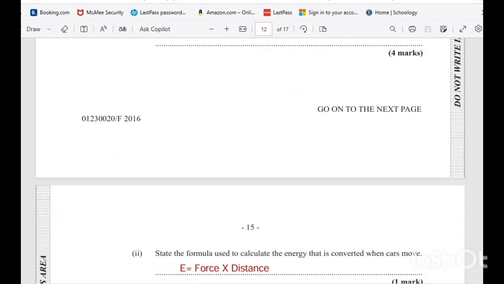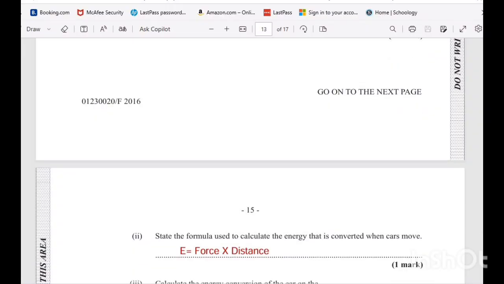Part 2, state the formula used to calculate the energy that is converted when cars move. And the formula is energy is equal to force times distance. And that is 1 mark.